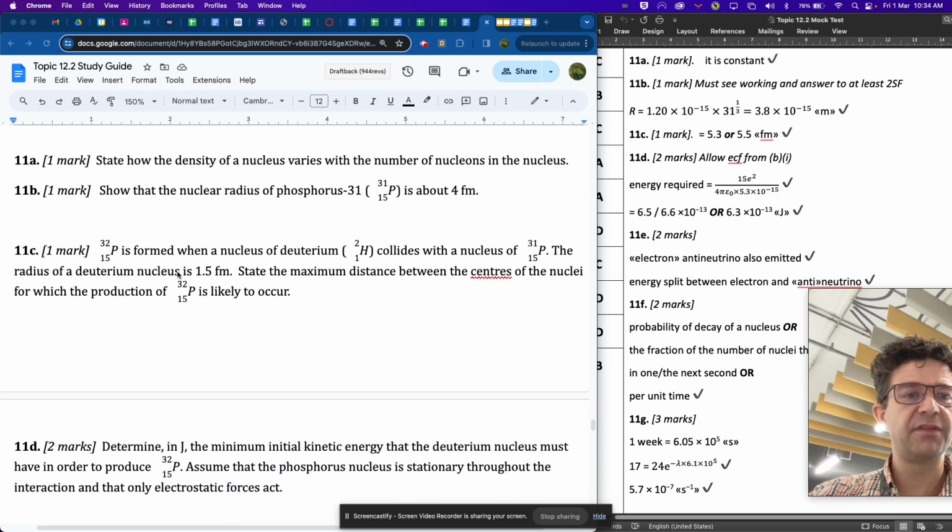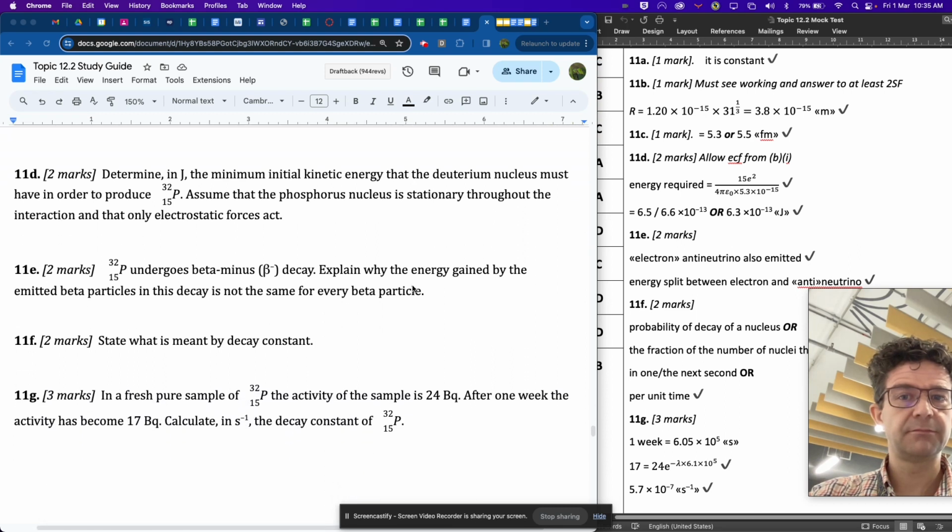11C says we form the 32 phosphorus, a different isotope, when a nucleus of deuterium collides with 31 phosphorus. The radius of deuterium is 1.5 femtometers. State the maximum distance between the centers of the nuclei for which this is likely to occur. Obviously, this is a two-step process, but we can find the maximum distance between the centers by looking at what the radius of the deuterium is with your 1.2 times the 2 to the 1/3, add that to the 3.8 here, and we'll end up with about 5.3 femtometers.